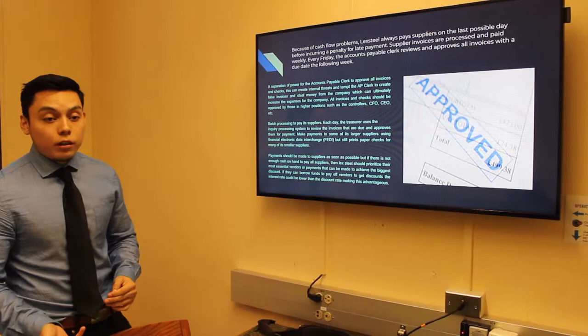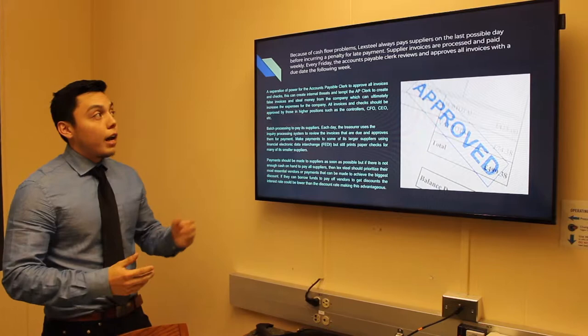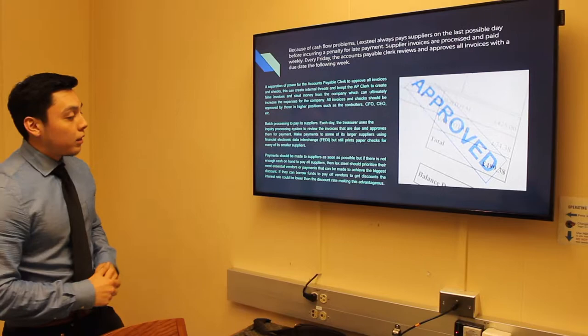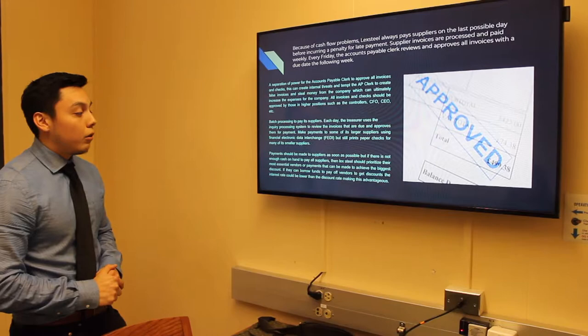Another issue that we see is that your cash flow is slowly decreasing and you're not having that much income in order to pay for those expenses. Some payments should be made to suppliers as soon as possible. However, if there's not enough cash on hand to pay, a loan should then be taken out in order to prioritize which vendors to pay right off the bat.